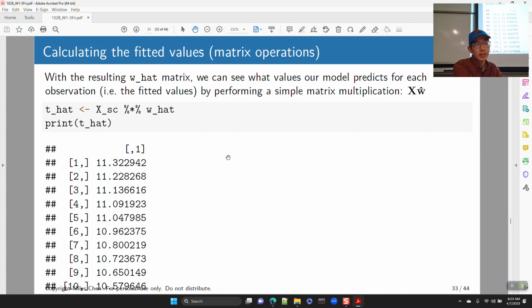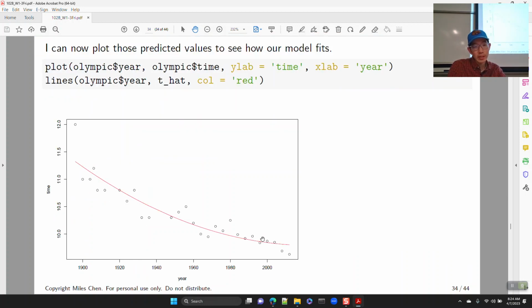Okay, and then if we wanted to, we can calculate the fitted values. The fitted values are the same thing. This time we're using, again, we modified our X matrix, so we have to use our modified X matrix. I have this X underscore SC to indicate my scaled, where I scaled the values in the third column, and I plug that in, and I do our scaled X values times W hat, and these are our values, 11.32, 11.22, and so on and so forth, and we see these things improve. And I can plot this, and this is the fitted line, okay? And again, it looks like it does a decent job fitting.